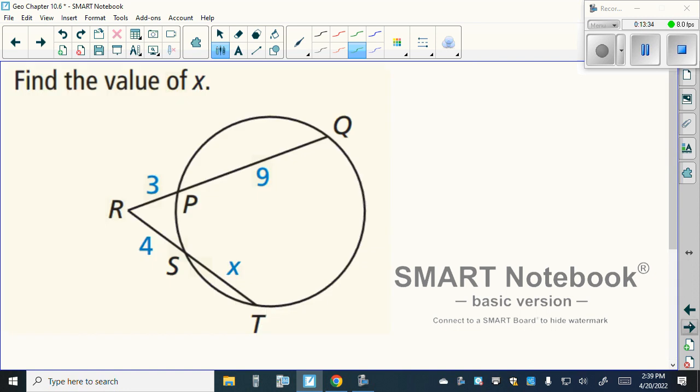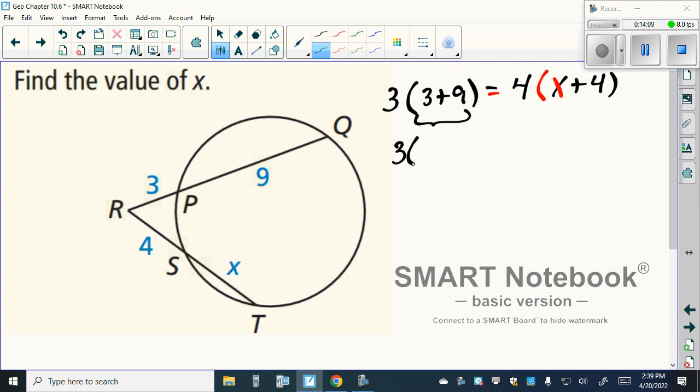Let's look at the next one. So this here is working with the same thing. We have two secant lines. And the way that we can solve for x is using our formula that the exterior of one of the line times the whole. So 3 times 3 plus 9 is equal to the exterior, 4 times the whole. Now we look at this here, we can do 3 plus 9. 3 plus 9 is?